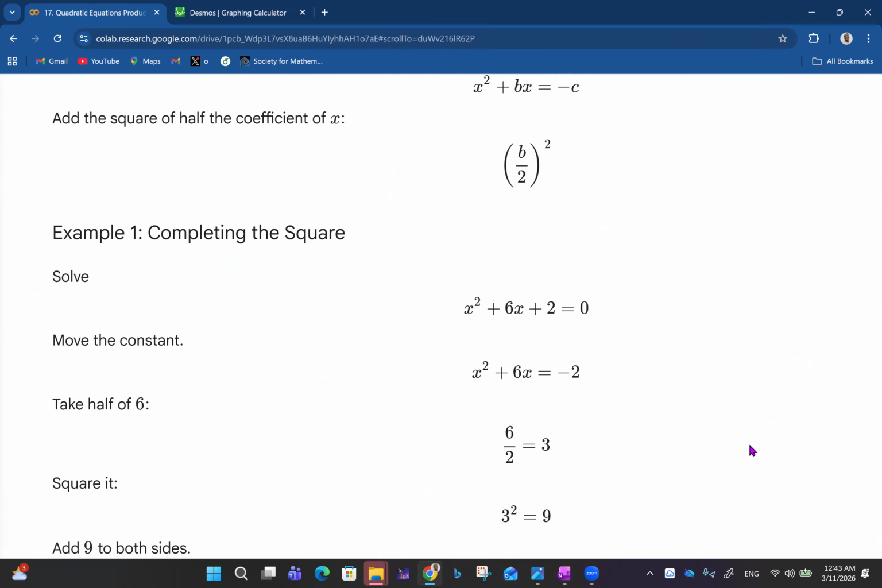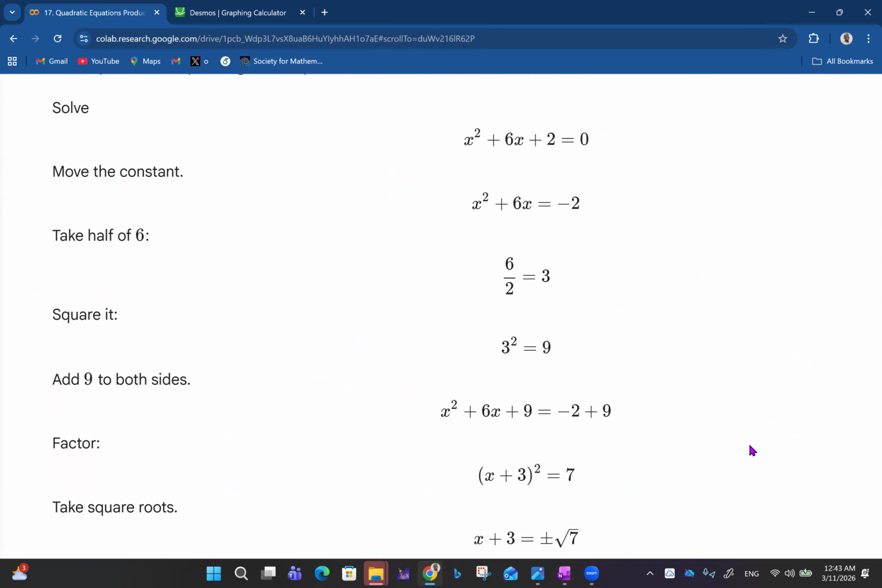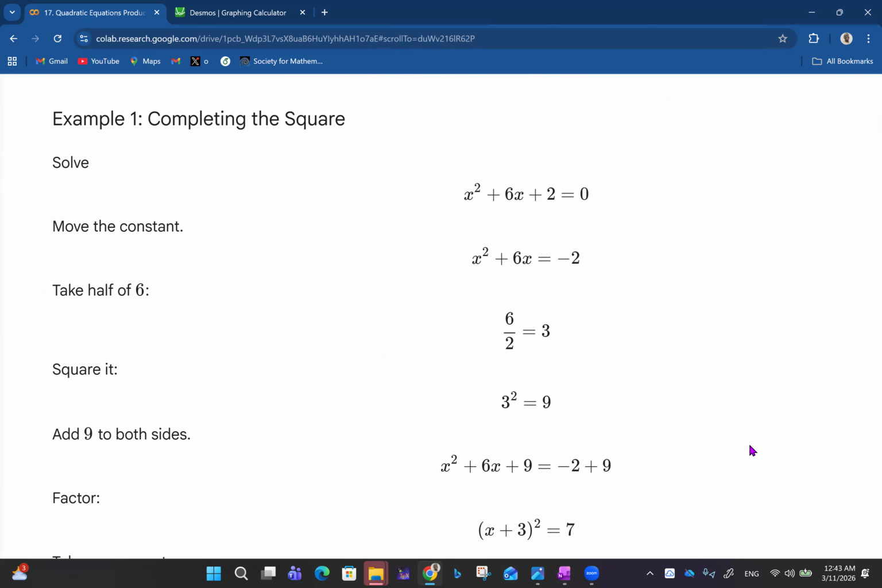Okay, so example 1 now, completing the square. You have x squared plus 6x plus 2 equals 0. So you move the constant, which is minus 2. You have x squared plus 6x. Half of 6 is 3, so 6 over 2 equals 3. Then if you square it, that's 9. So add 9 to both sides.